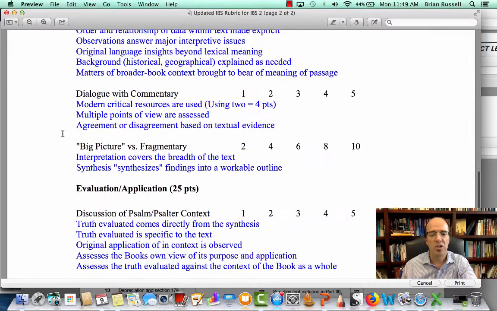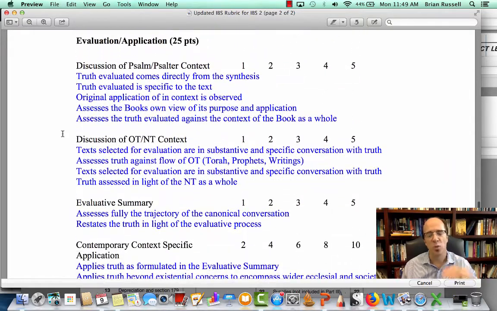Okay, evaluation and application. Again, for all these things, watch the videos on method because we're just talking about how the grading is. But you want to discuss, first of all, again, the psalm, the psalter context. Again, you start with the truth that comes out of your interpretive synthesis. You're looking for the original application in the original text. You're assessing the book's own view of its purpose and application. So, what's the original application? How did that fit into the broader book that we're working in?